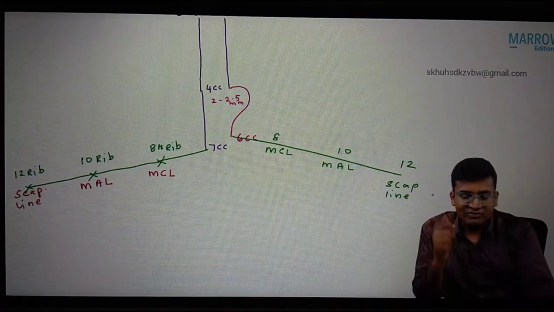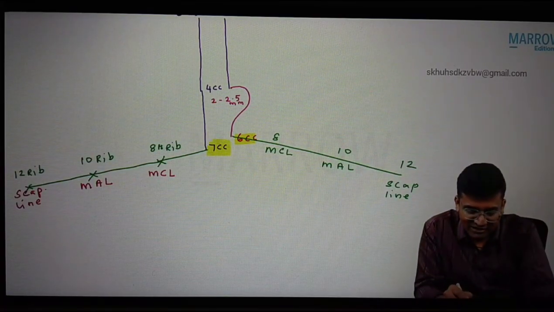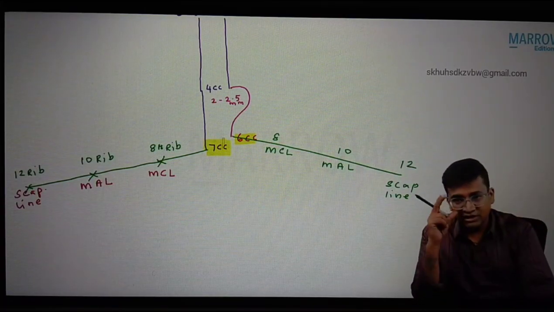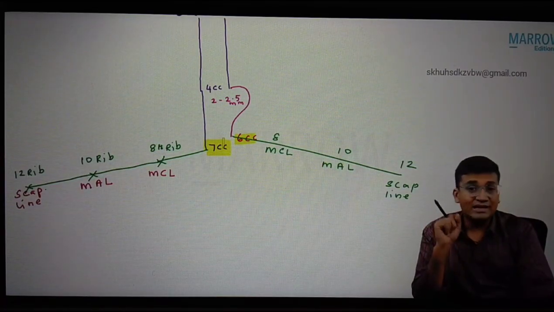What's the difference between the left side and right side? On the left side, we are starting from the 6th costal cartilage. On the right side, we are starting from the 7th costal cartilage. That is the only difference. The remaining points are the same on the right side and left side. Now what about the lungs?